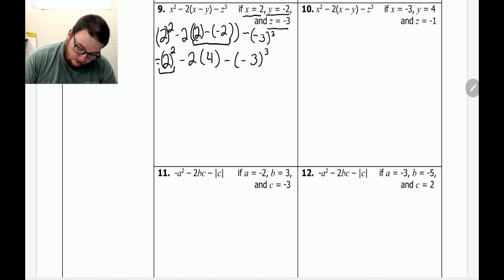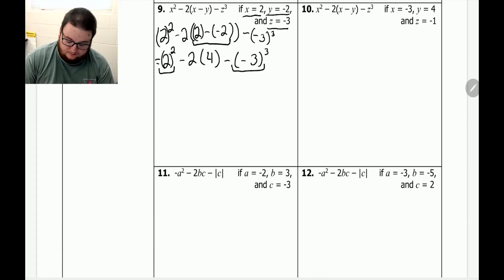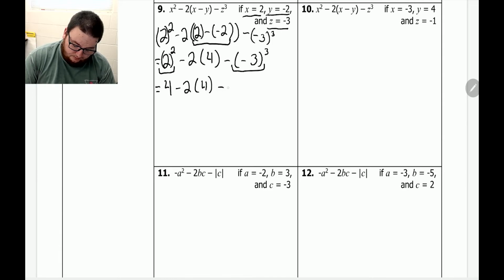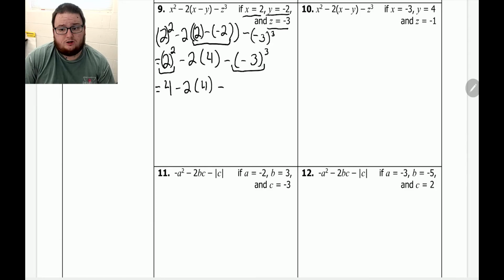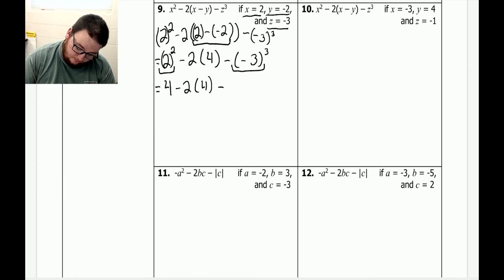So we have the 2 squared and the negative 3 cubed. So 2 squared changes into 4. We have minus 2 times 4 minus negative 3 cubed. So that's negative 3 multiplied by negative 3 multiplied by negative 3. So we have negative 3 multiplied by negative 3. That gives us a positive 9. And positive 9 multiplied by negative 3 gives us a negative 27. So negative 3 cubed is negative 27.